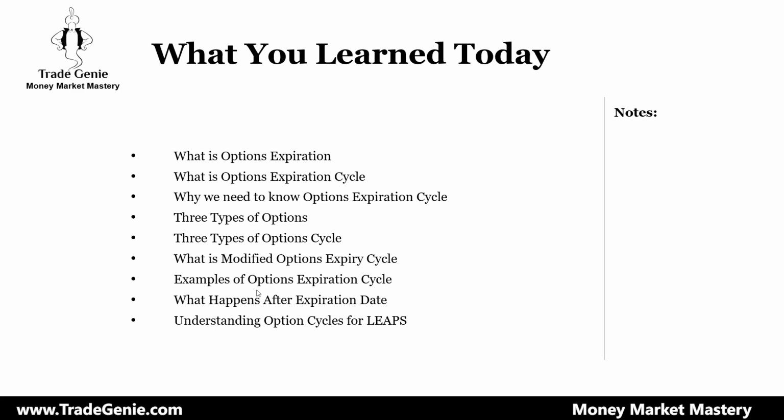And then I gave you examples of option expiration cycles. I explained why Apple, Baba, and Home Depot are January, February, March. And I explained what happens for each cycle: when the stock is assigned to the January cycle, when it's assigned to February, and when it's assigned to March. And then at the end, I explained the option cycle for LEAPS. So I explained all this.